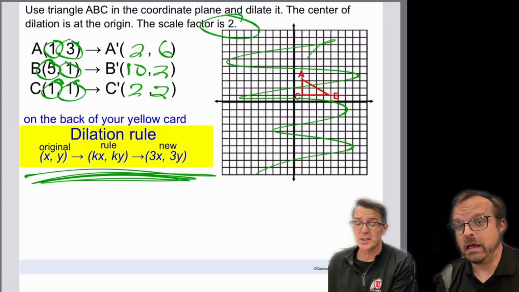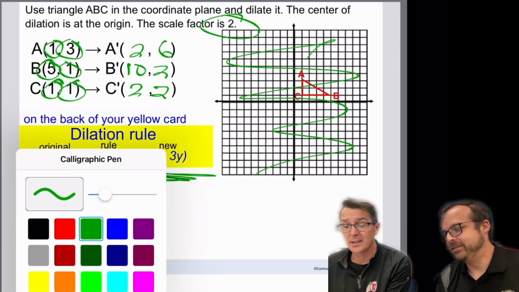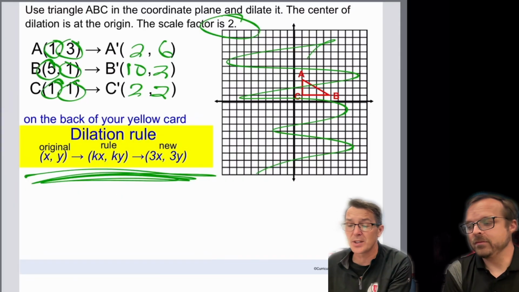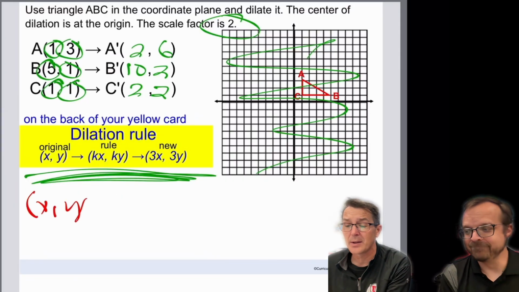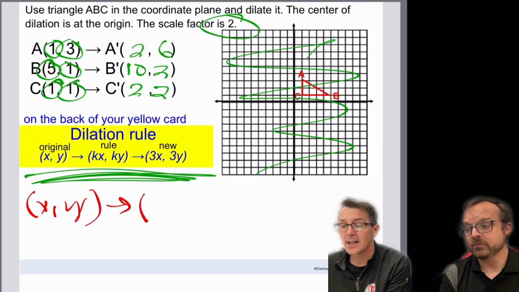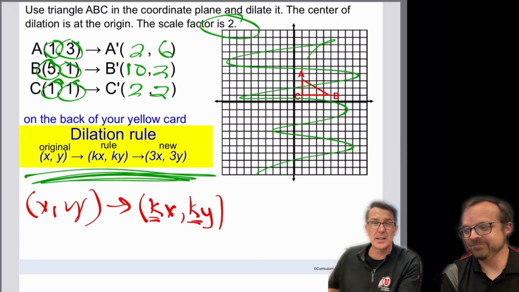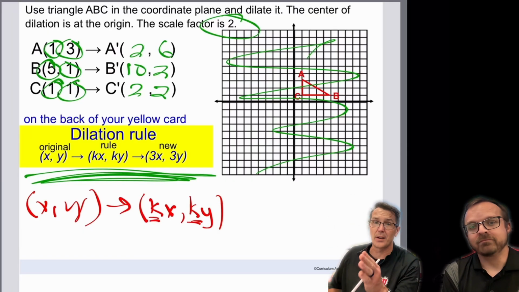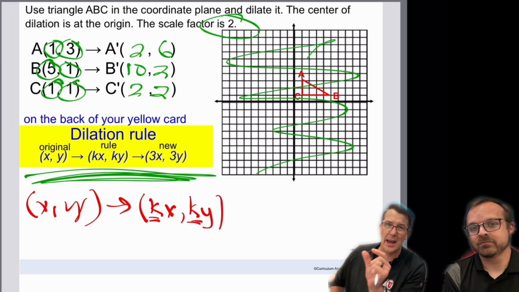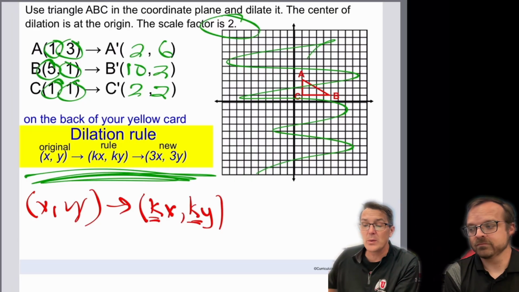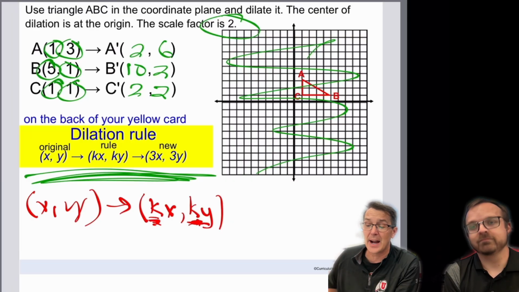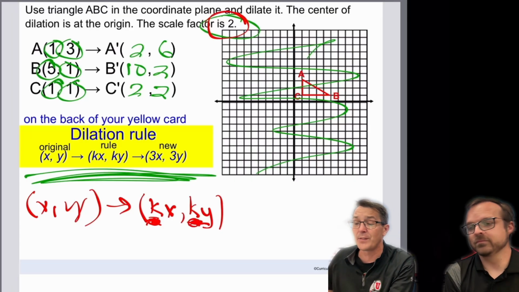Well, what Mr. Nelson just did there super fast, and he's correct, is that he took this scale factor. This rule says the original is (x, y), and my rule is (kx, ky). Now, when we did the vertical moves and the horizontal moves, we used n and m because they couldn't be the same. But when we are dilating something, everything has to be dilated by the same scale factor. So whatever that scale factor is, that's what we're multiplying each point by. In this case, the scale factor was 2.